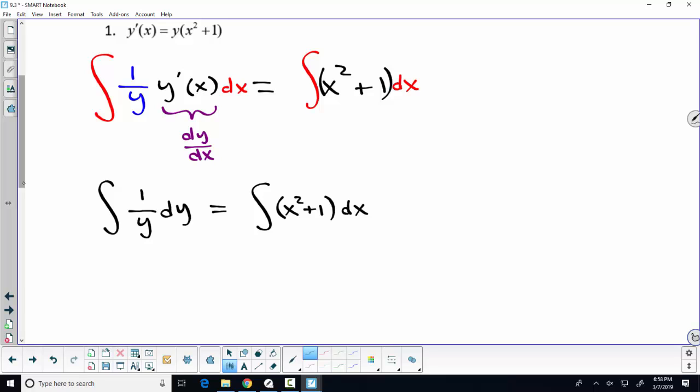Remember, the goal of a differential equation is to find the function y so that the derivative of the function is the function itself times x squared plus 1. That's what we're after.